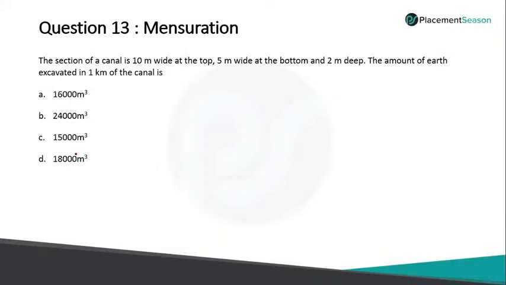A simple question only. A section of a canal is 10 meter wide at the top. So let us just draw the canal. So the section is 10 meter wide, okay, this is 10, and 5 meter wide at the bottom. So 10 meter wide at the top, 5 meter wide at the bottom. Okay, 2 meter deep.